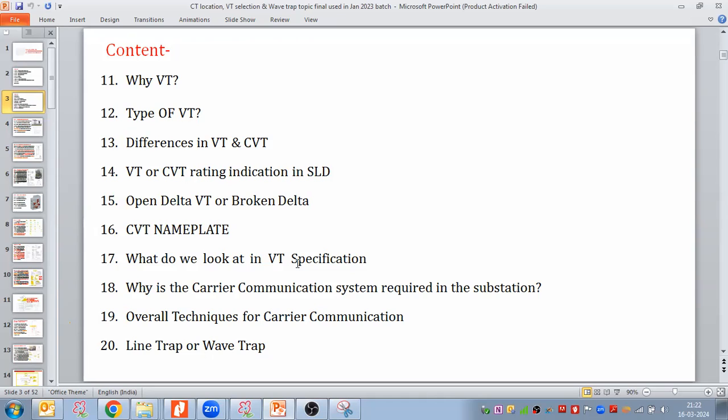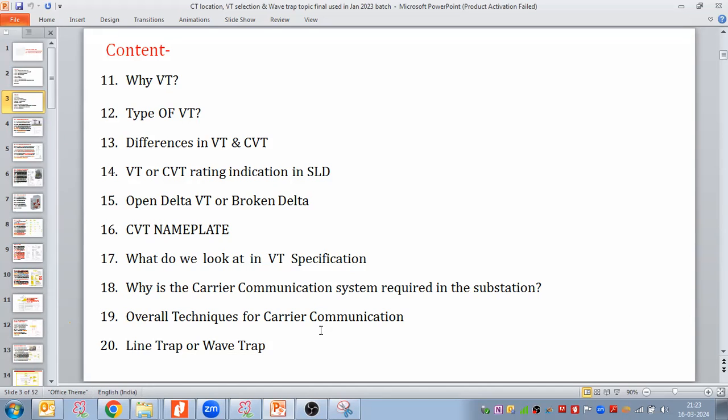We have discussed CT specifications, now we will discuss VT specifications or VT sizing calculations, and then why carrier communication is required in substations, our techniques for carrier communications, and then I will come to the line trap or wave trap. So this is the overall topic that we have planned for this weekend. I'll try to cover most of the topics today. So I need your 200% attention, because this topic is out of the syllabus that I'm taking.